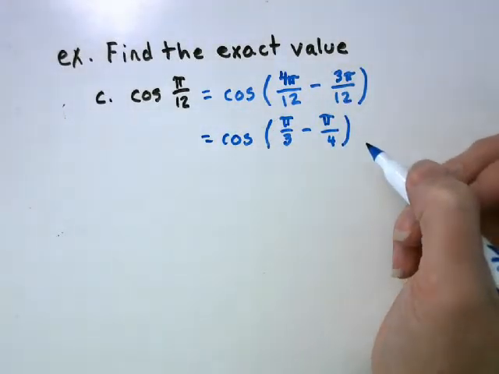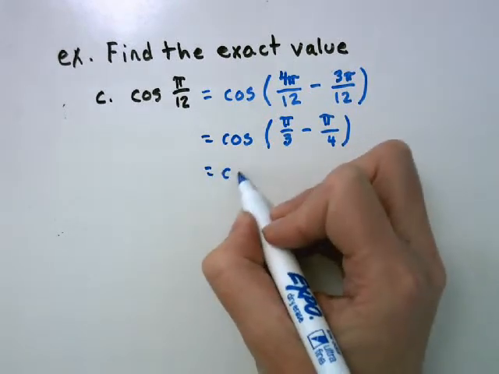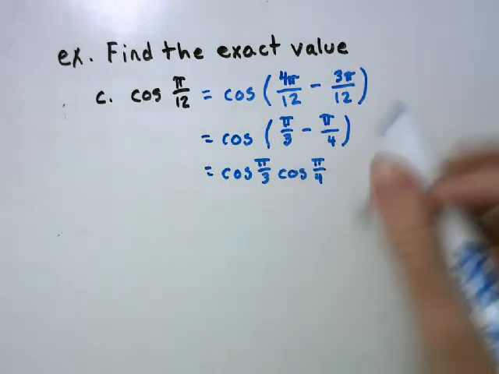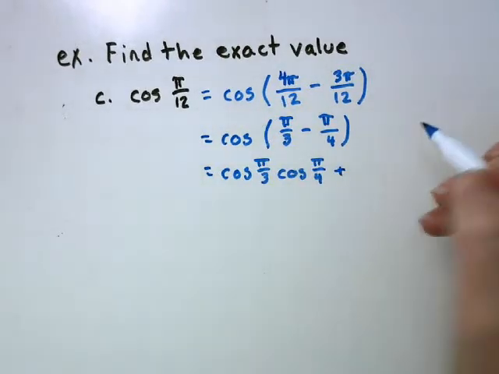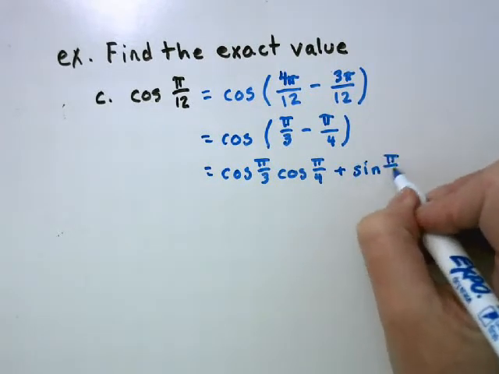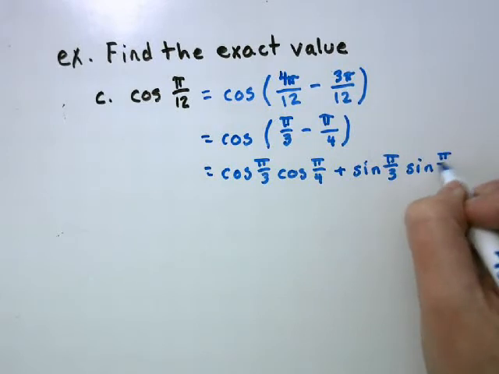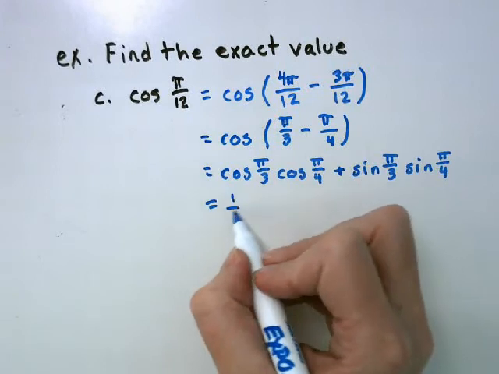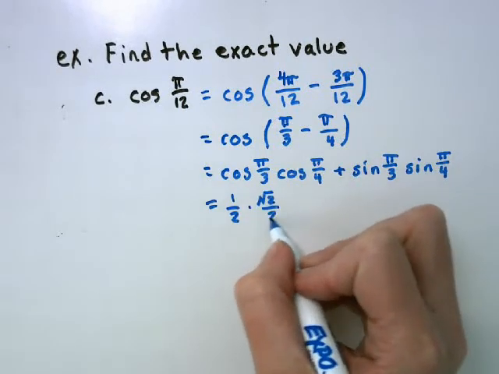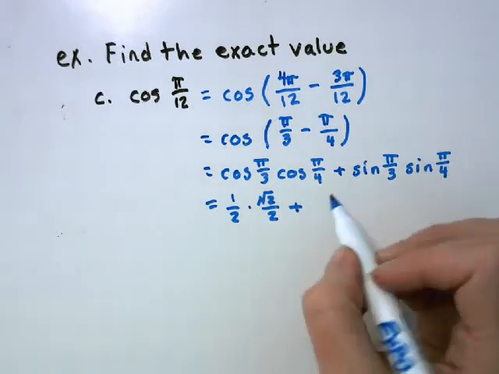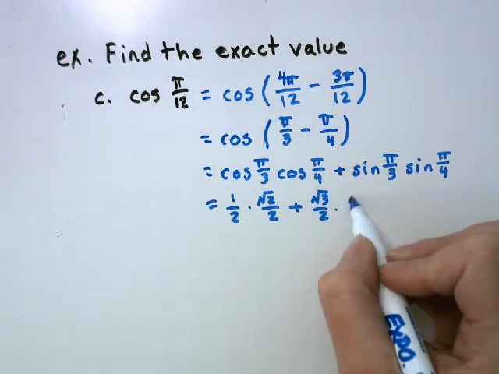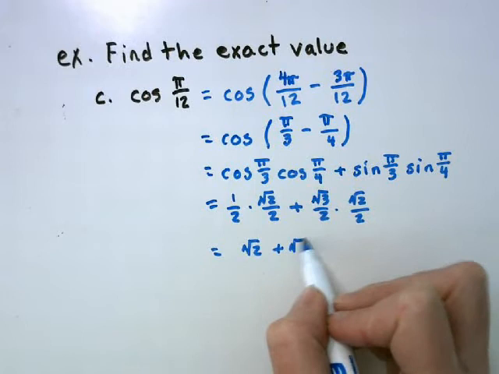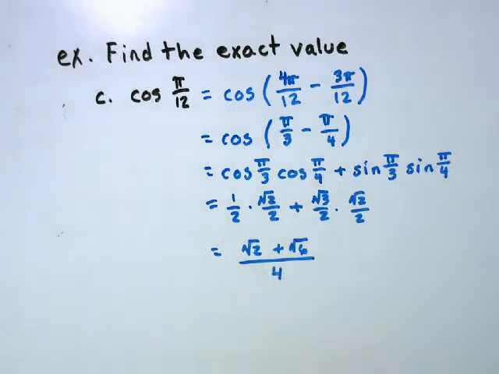Now we're going to apply the cosine difference identity. So this is going to be cosine pi over 3, cosine pi over 4, plus sine pi over 3, sine pi over 4. Then we use our unit circle. 1/2 times root 2 over 2 plus root 3 over 2 times root 2 over 2. So this is going to be root 2 plus root 6 all over 4.